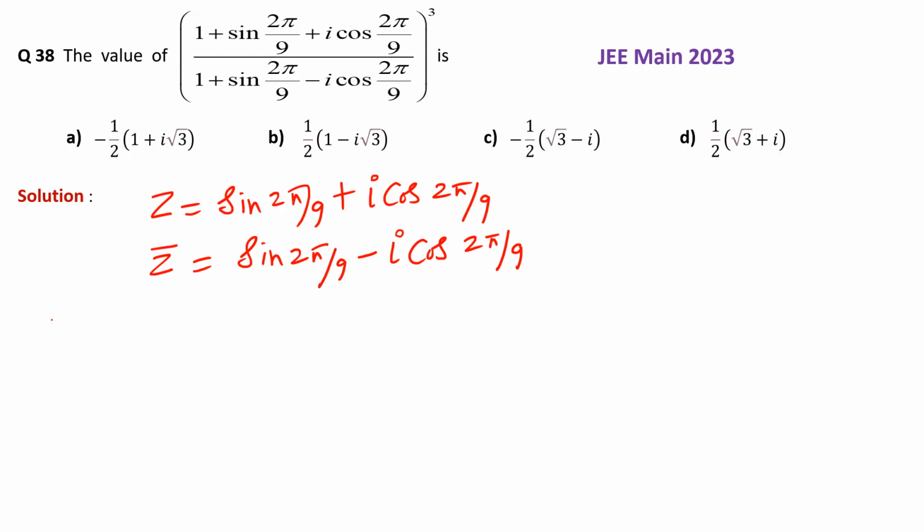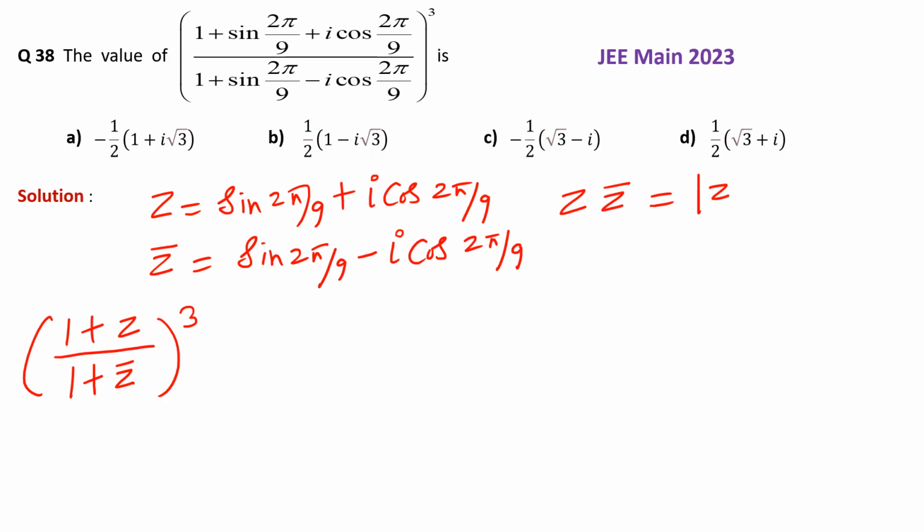Now this will help us to simplify this expression. Now the expression becomes (1 + z) divided upon (1 + z bar) whole cube. Now students, we know that there is an important property of complex numbers and it says z into z bar is equal to square of mod z. And we also know that square of mod z is equal to a square plus b square, where a is the real part of z and b is the imaginary part of z.